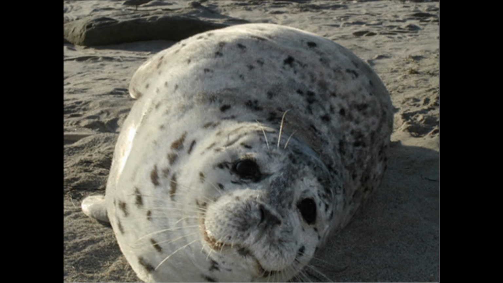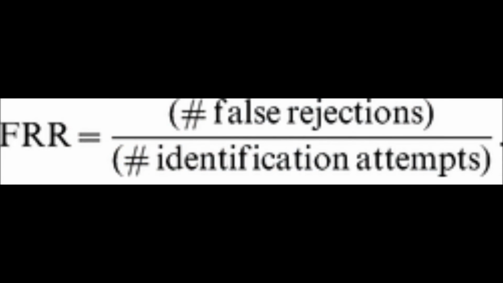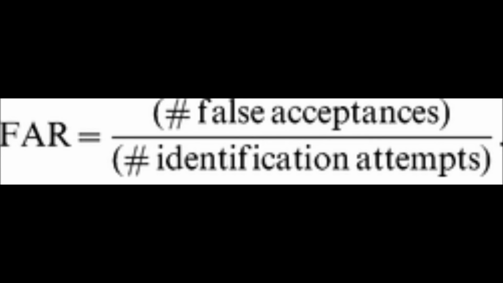To assess the accuracy of the identification techniques, there will be calculations of the two error metrics common to biometric recognition studies, false rejection rates or FRR, and false acceptance rates, FAR. FRR is defined as the frequency of failing to match two captures of the same individual. It's the amount of false rejections divided by the amount of identification attempts. FAR is the frequency of falsely matching two captures of different individuals and is calculated as the amount of false acceptances over the amount of identification attempts.